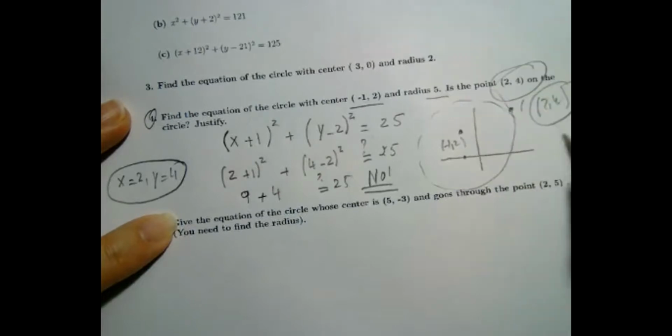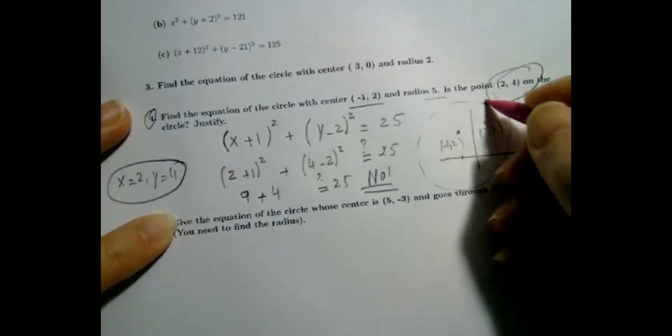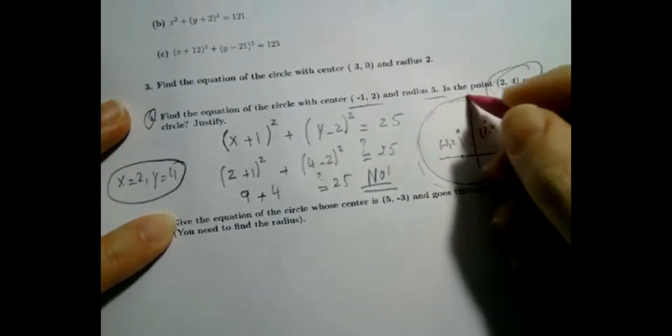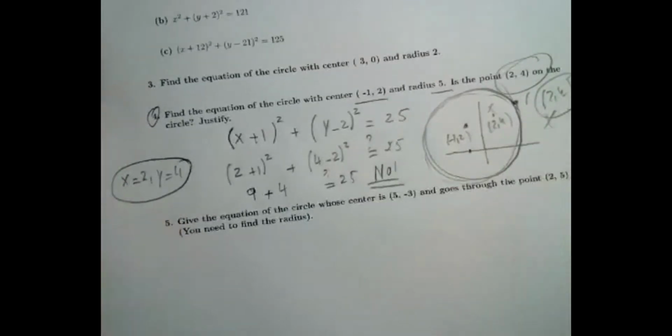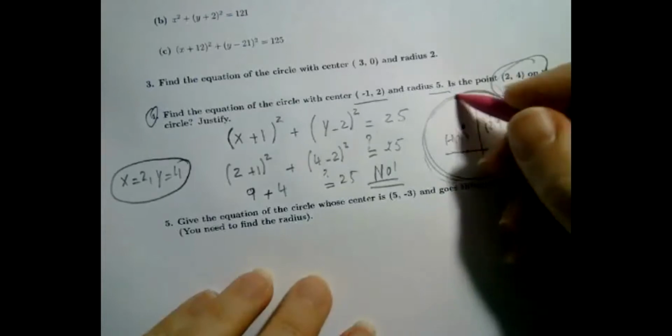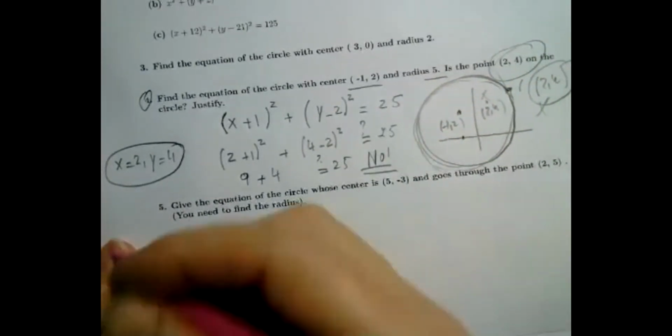It's not on the circle. It's either here or here. I actually don't know, but I know that it's not on the circle. Actually, it's going to be inside if we draw a good graph. But the idea is, it will not be on the circle. It means it won't be on the circumference. Okay? All right. Then number 5.